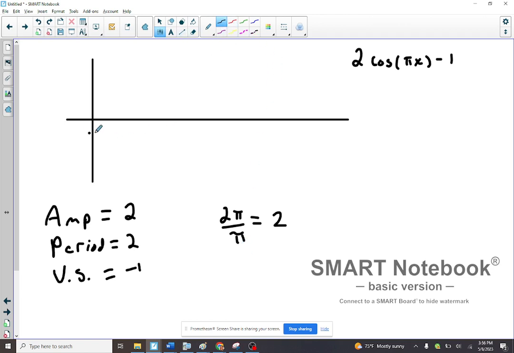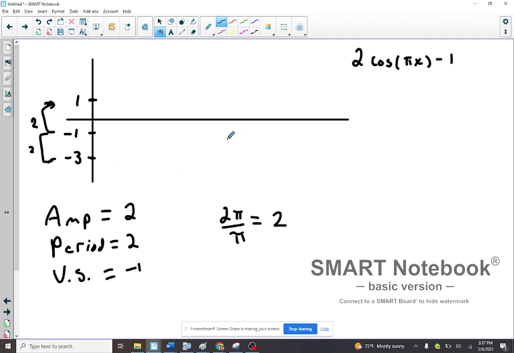All right, so for this, we're going to put -1 as our vertical shift. Since our amplitude is 2, I know it's going to go up 2 and down 2. So I'm going to need what other 2 points on this y-axis? Up to 1, and down to -3. Good.